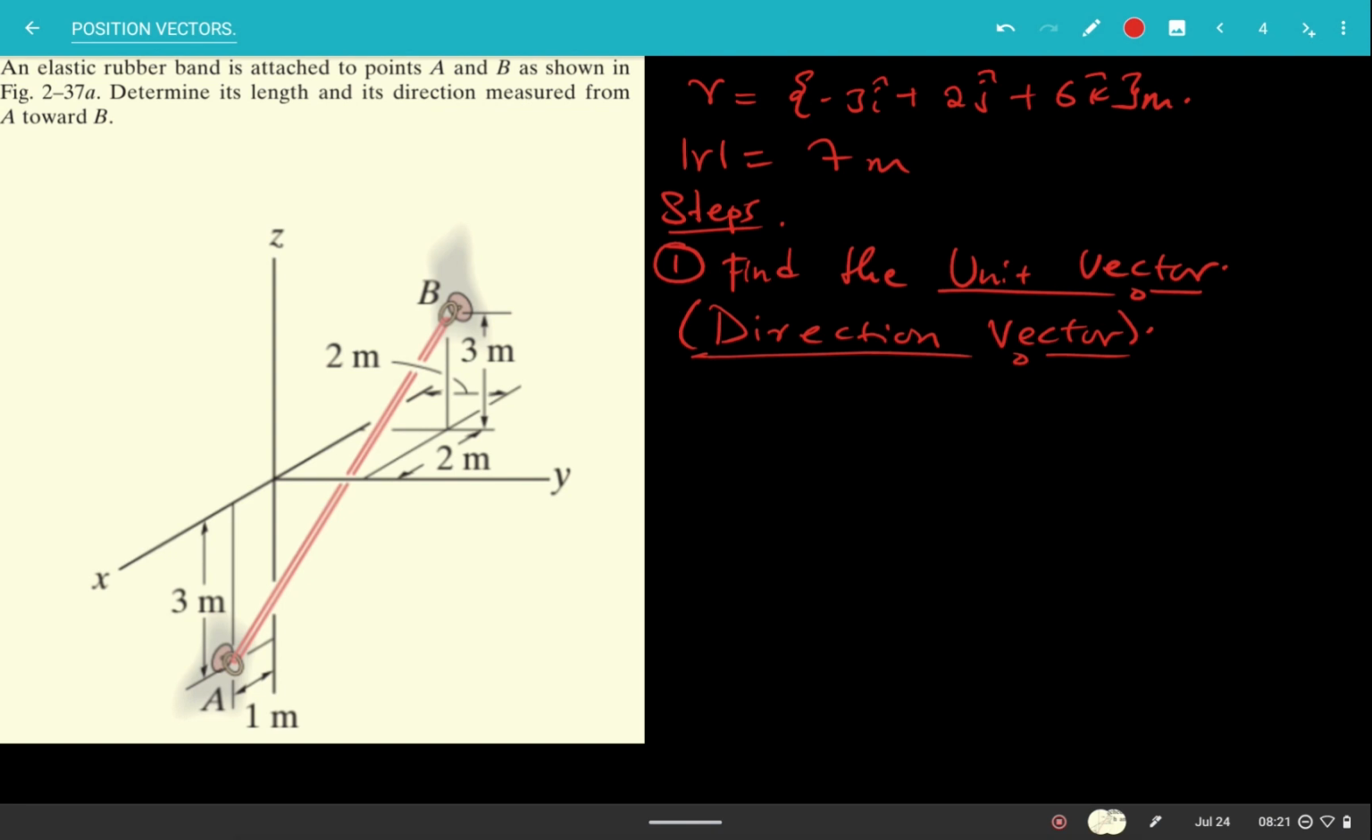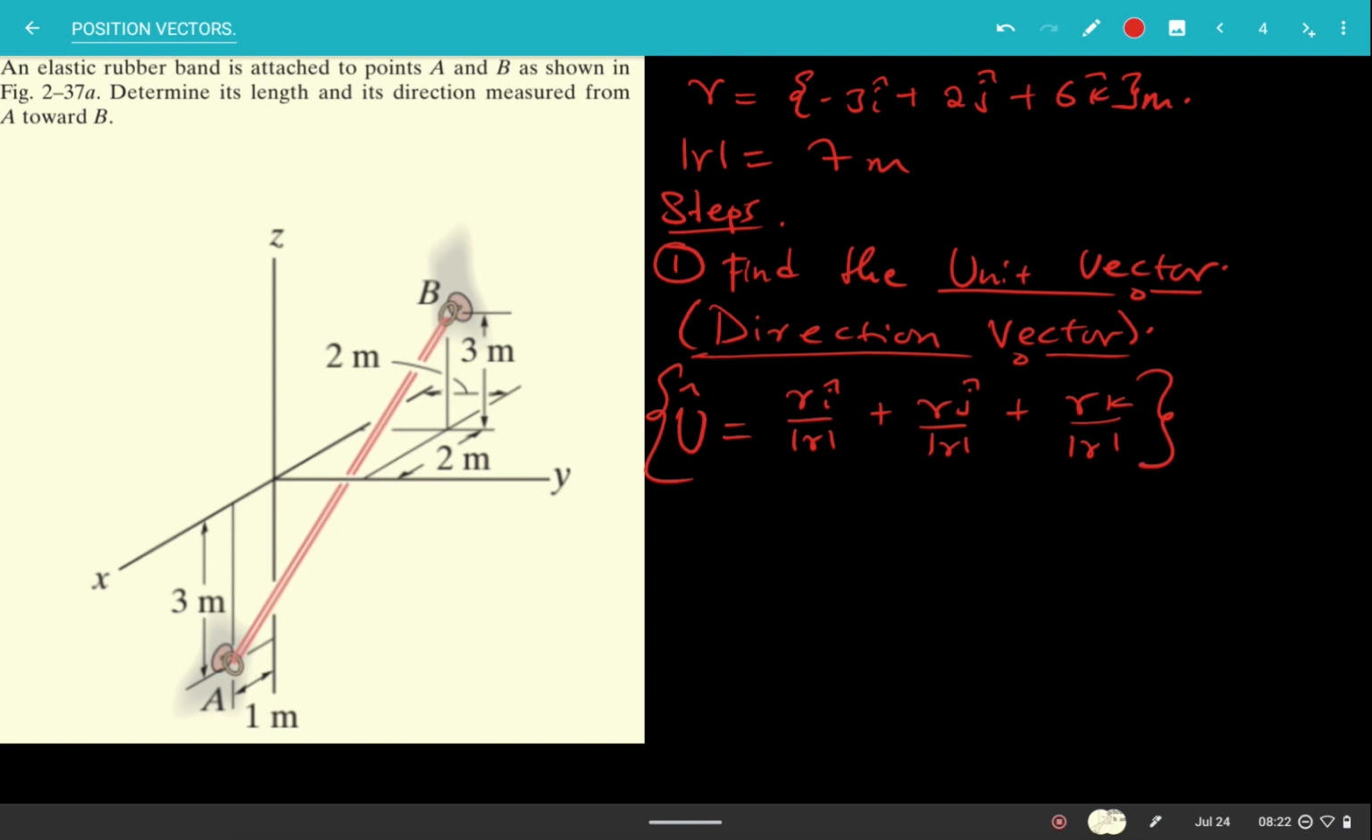So, what we'll do is follow the formula for the unit vector. We say the unit vector U is equal to the position in I over the absolute form of R, plus the position of R in the J over the absolute form of R, plus the position of R in K over the absolute form of R. This is the formula that we use.